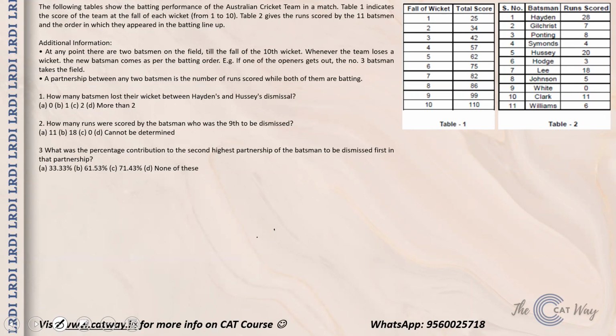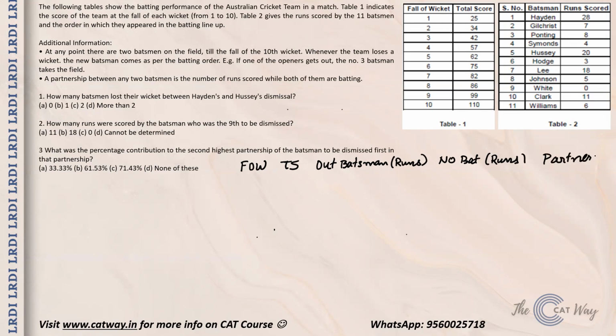All right. So here we'll be needing a few things, guys. First, we'll be making a table for the fall of wicket. Then the total score when the wicket fell. Then the batsman who got out, the out batsman, and the runs that he scored. Then the not out batsman, and the runs that he scored, we will write. And the last thing that we will write is the partnership that they made. Okay, partnership. All right. So this is what we have.